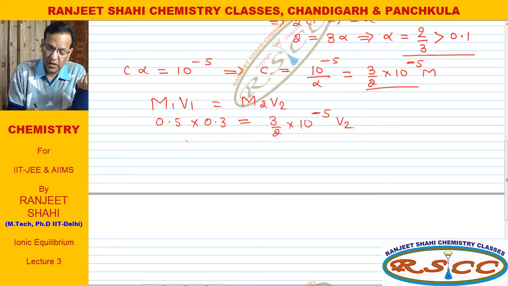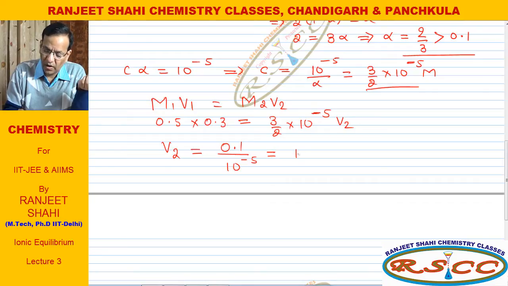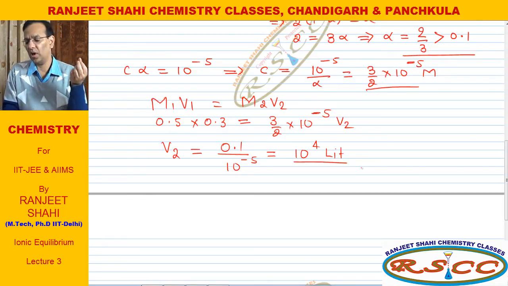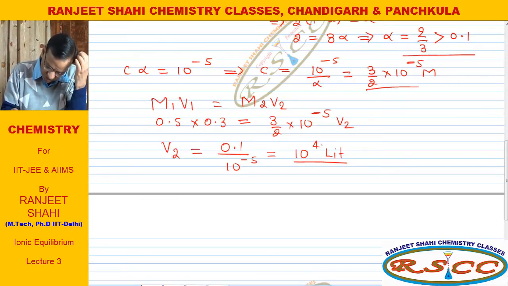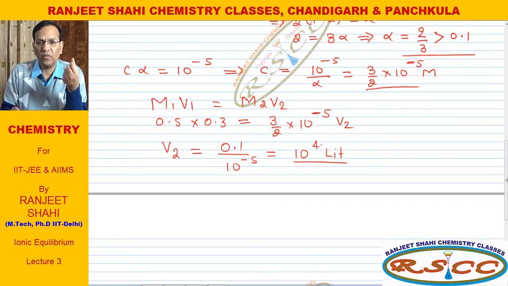With this we can solve it. V2 will be equal to 2 into 0.5 into 0.3, which is 0.1. So, 0.1 divided by 10 raised to the power minus 5, it will be 10 raised to the power 4 liter. So, this is our final answer. If we dilute the given solution to 10 raised to the power 4 liter, pH of the solution will be doubled, which is 5. So, this is the final answer.